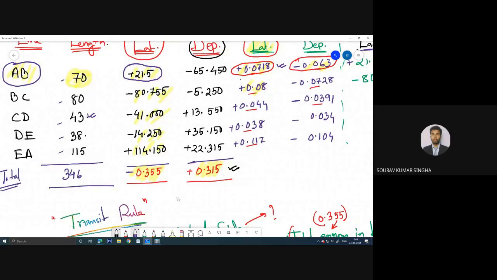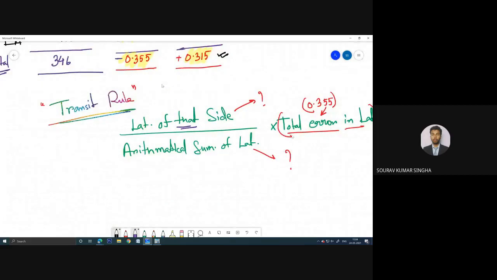Is it clear? The latitude of that side is 21.5, so here you just simply write 21.5. Suppose I am determining the latitude of line AB. The formula is latitude of that side, that is 21.5, over the arithmetical sum of the latitude.